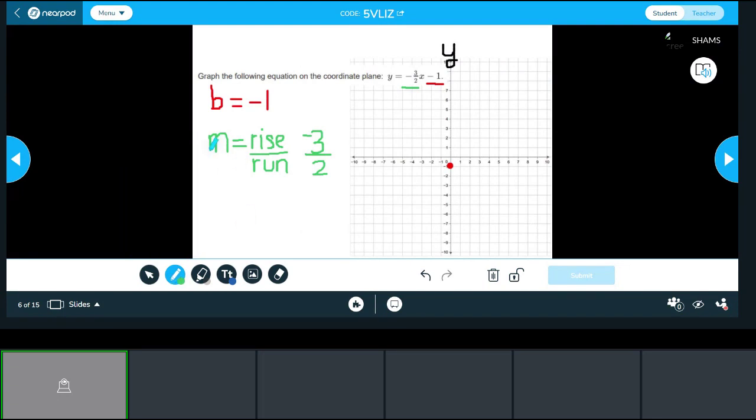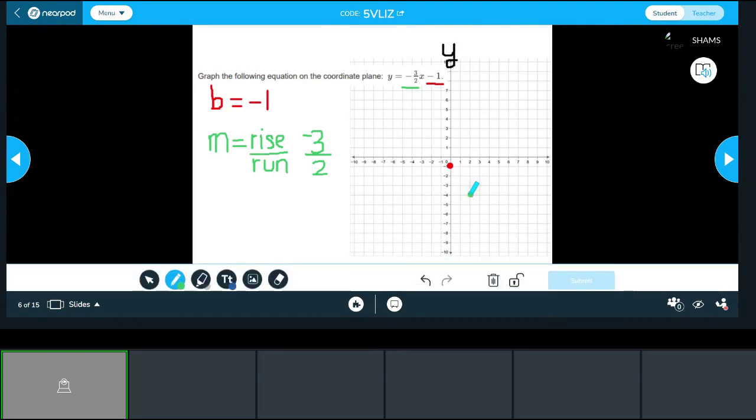M tells me the change in points from one point to another. M says the rise is -3. This negative tells me it is not a rise, it is a fall. Let's see how that looks like. This is the red dot and I fall 1, 2, 3. Then I have to run 2 blocks. You run to the right side only. 1, 2.